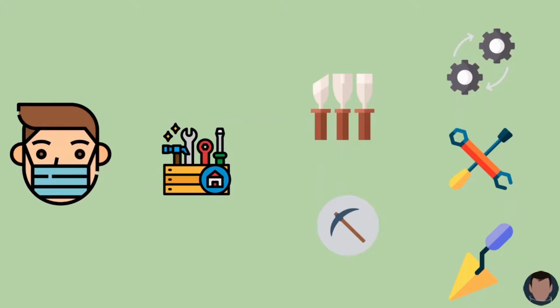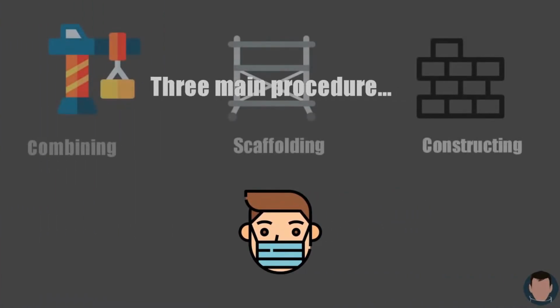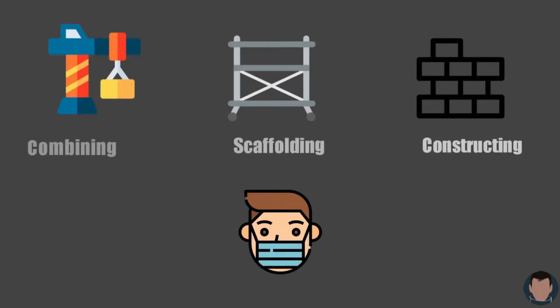You study each and every tool with proper time and you gain some confidence about building a house. The next day, you study about the main procedures. You come to know that there are three main procedures and they are combining, scaffolding and constructing. In the case of combining, you draw the entire blueprint of the site you need to construct.